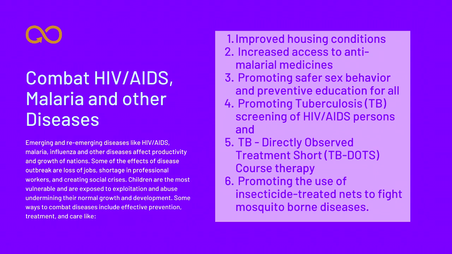Some ways to combat diseases include effective prevention, treatment, and care like improving housing conditions, increasing access to anti-malarial medicines, promoting safer sex behavior and preventive education for all, promoting tuberculosis screening of HIV, AIDS persons, and tuberculosis directly observed treatment short course therapy, and promoting the use of insecticide-treated nets to fight mosquito-borne diseases.